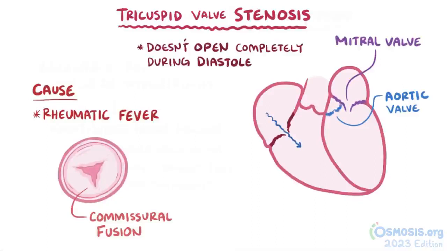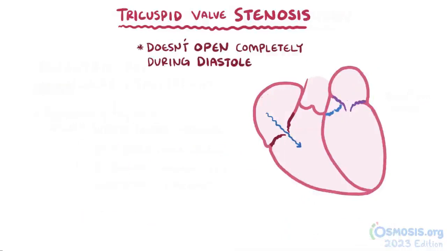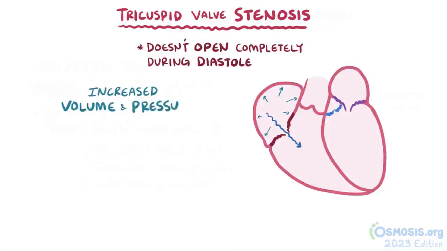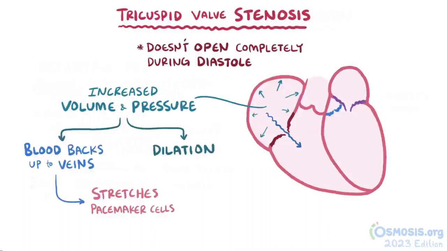And when that blood finally pushes open the fibrotic valve, it makes a distinctive snapping sound, which is followed by a diastolic rumble as blood's forced through the smaller opening. Since it's harder for blood to get through, blood volume and pressure increase in the right atrium. This increased right atrial volume and pressure causes it to dilate, which can result in blood getting backed up into the veins. In addition, when the right atrium dilates, the muscle walls stretch and the pacemaker cells that run through the walls become more irritable. And this increases the risk of arrhythmias, like atrial flutter and atrial fibrillation.